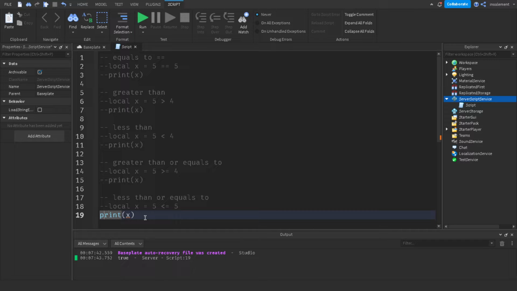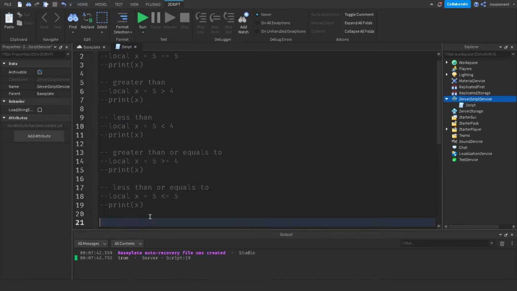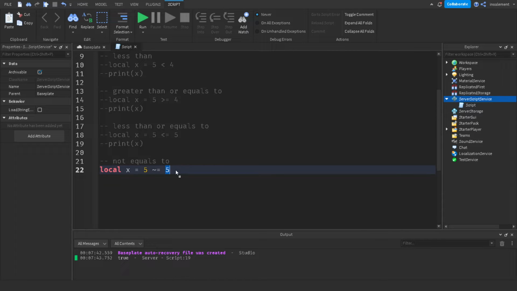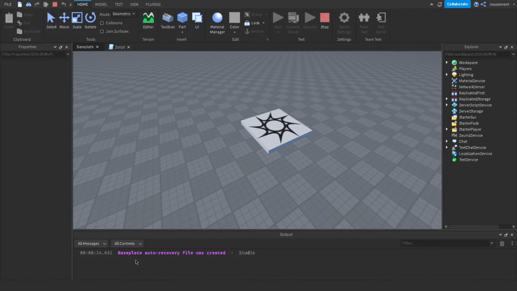Our last relational operator is called not equals to. So it is the complete opposite of the first one, equals to. And so what it looks like is it takes this squiggly line, and then the equal sign. So if 5 is not equal to 5, this would be false, because 5 is equal to 5. If we were to put a 6, 5 is not equal to 6, so this would be true, right? So true.